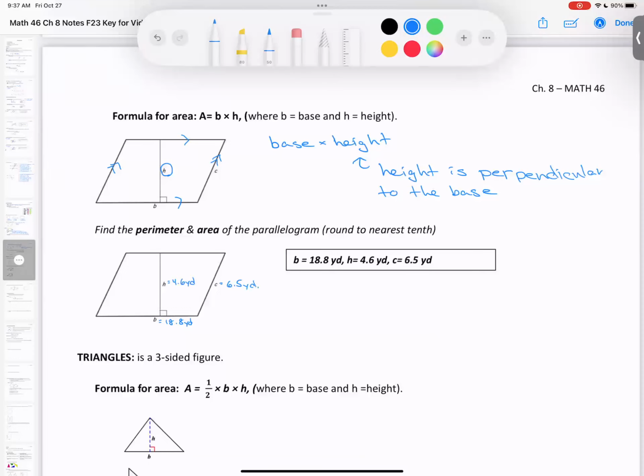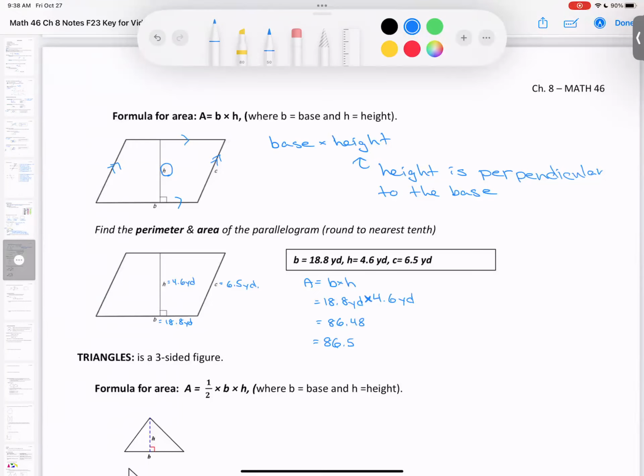So let's start with area, since we were just talking about it. Area, we just said, is base times height. So here that's going to be 18.8 yards times our height. Our height is perpendicular to our base, which means it's 4.6 yards. We multiply those two numbers together, and we get 86.48. Rounded to the nearest tenth, that's 86.5.